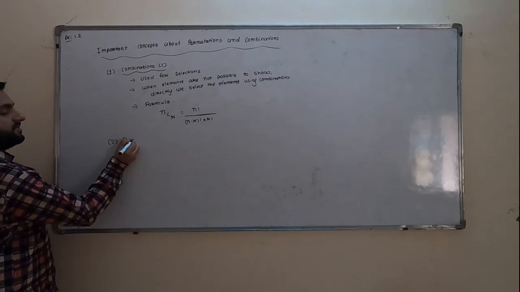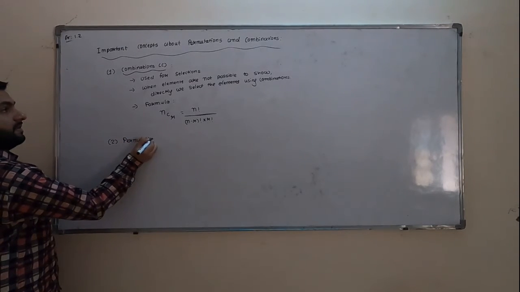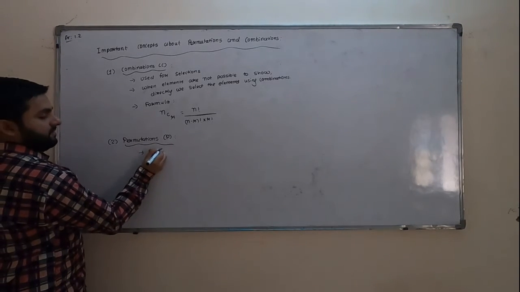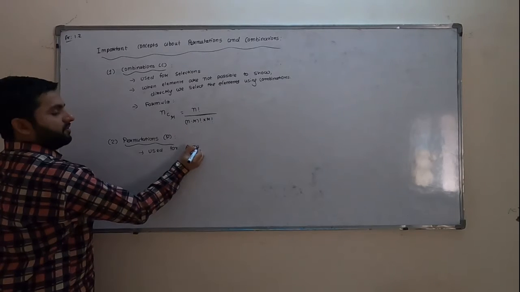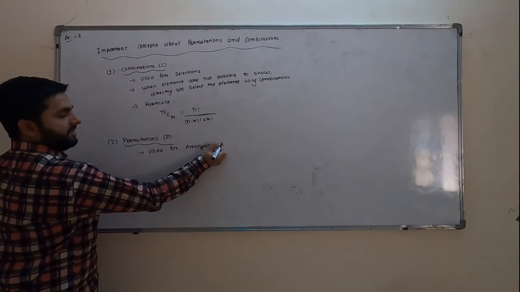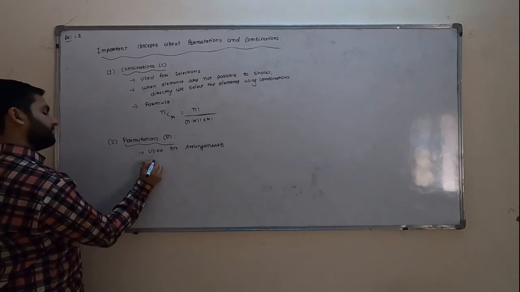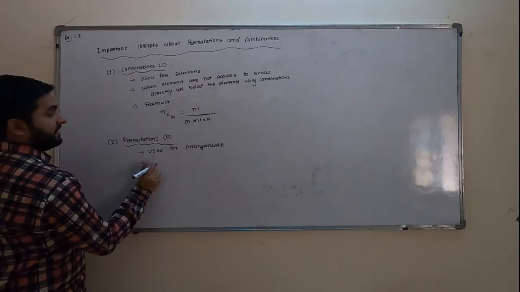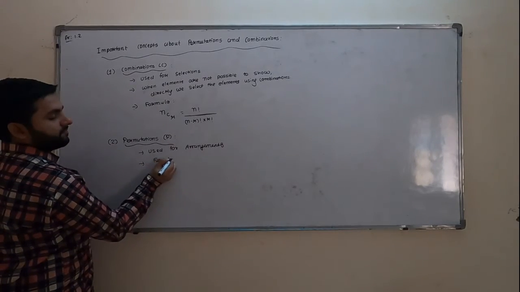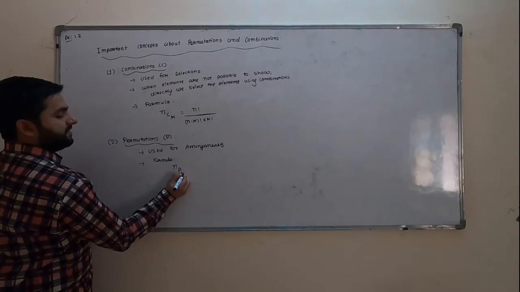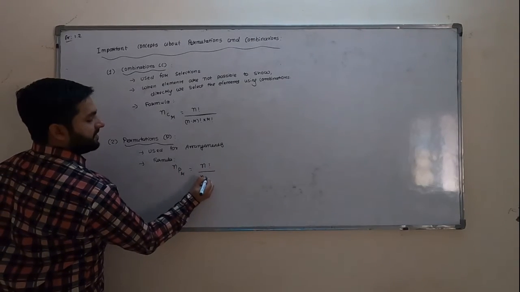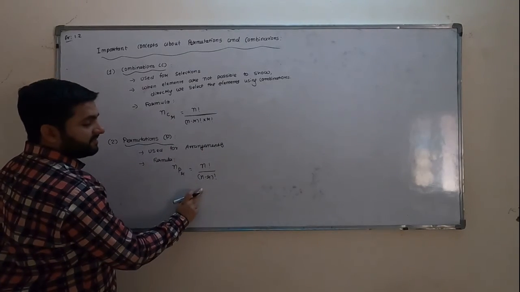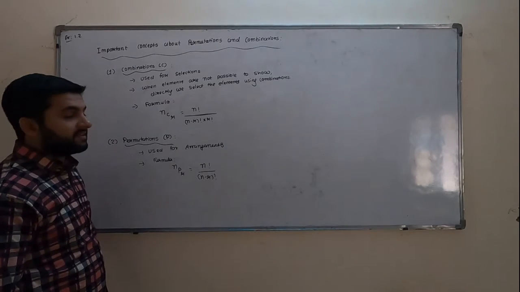Then next, number 2 is permutations P. Permutations are used for arrangements. Then directly the formula: nPr is equal to n factorial divided by n minus r factorial. So see, combinations have both n minus r factorial and r factorial, and this only has n factorial divided by n minus r factorial.